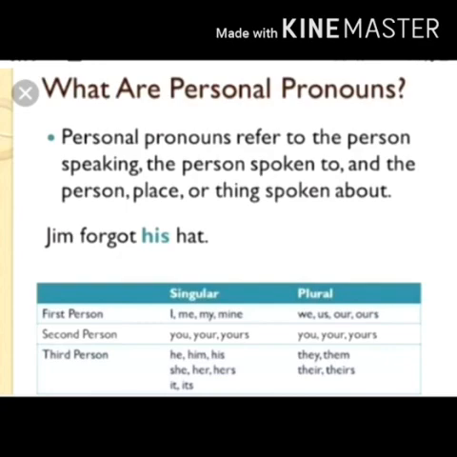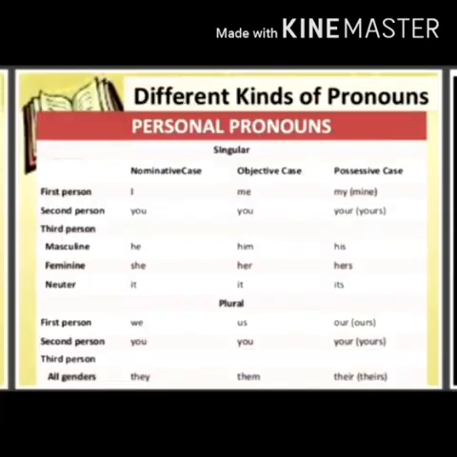The person spoken to, that is second person. For example, your, yours, etc. And the person, place or thing spoken about, that is third person. For example, he, she, it, etc. Like nouns, personal pronouns too have cases. Personal pronouns are said to be in nominative case when the pronoun is the subject of the sentence. For example, she, he, I and you.